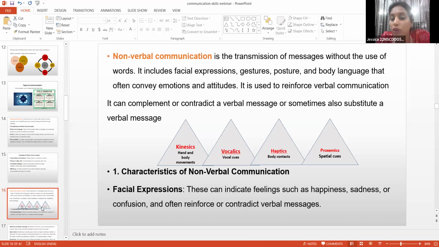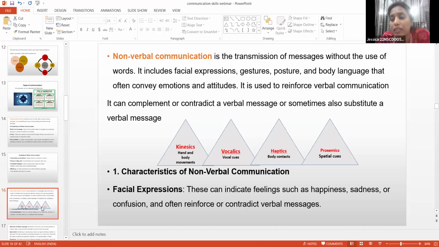There are different characteristics of non-verbal communication. One is kinesics, that is, the use of hand and body movements, a very important characteristic of non-verbal communication. Then vocal cues, that is the way we use our voice, the way we use our pitch. Vocalics is a very important part of non-verbal communication. Haptics, that is the use of body contact.